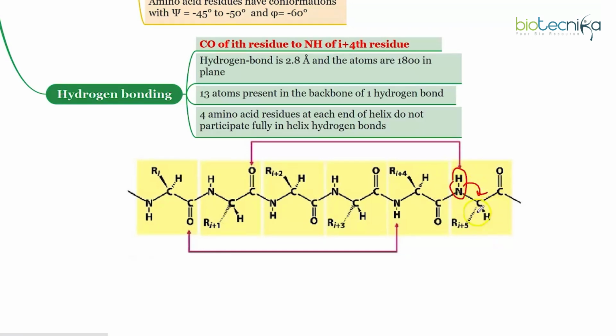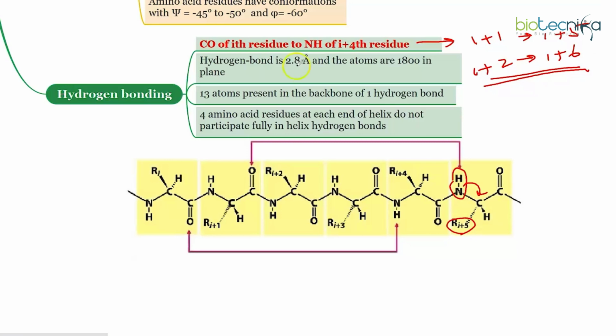Now this NH is what? The NH of I plus 5. So after this residue, you will have I plus 1 to I plus 5. After that, you will have I plus 2 to I plus 6. Like this, it will continue. That's why in a given helix of a given amino acid chain length, you can find out how many hydrogen bonds will stabilize that structure.